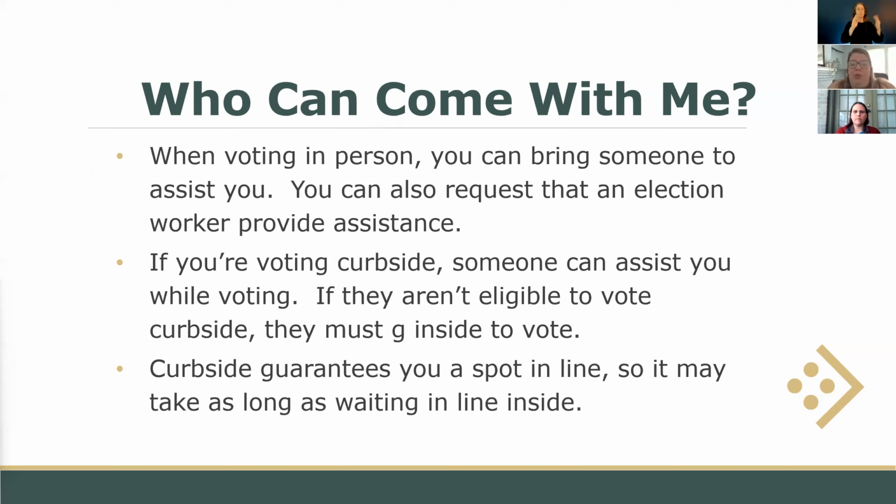When you're voting in person, whether that's curbside or absentee in person or on election day, you can bring someone to assist you. You can also request that an election worker provide assistance, but you do have to ask. You do have to say, can I have some headphones, or can you help me find the switch, or can you assist me in adjusting the contrast, something like that. You do have to ask for assistance, but you can have somebody with you to provide that assistance, or you can ask that somebody there help you.